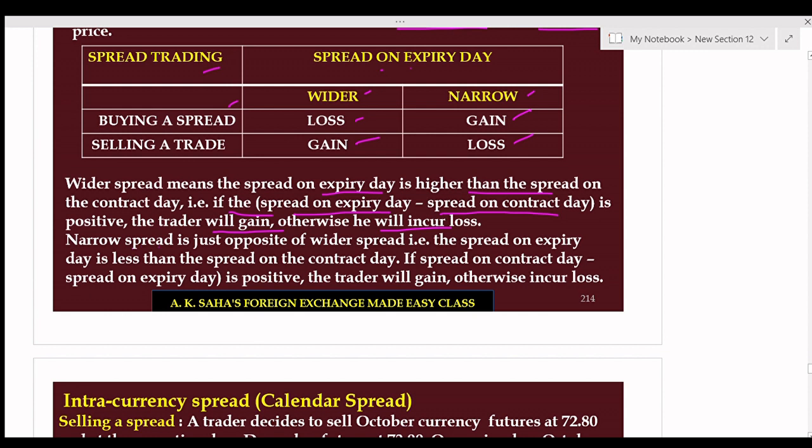A narrow spread is just the opposite of a wider spread. That is, the spread on the expiry date is less than the spread on the contract day. If the spread on the contract day minus the spread on the expiry day is positive, the trader will gain, otherwise incur a loss. It is for the case of a buying spread.